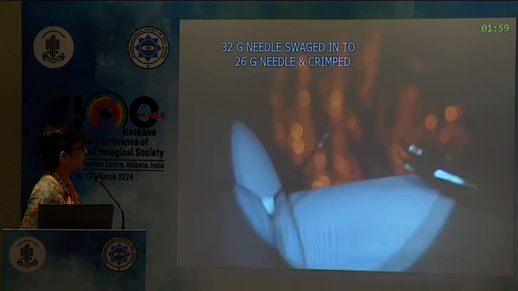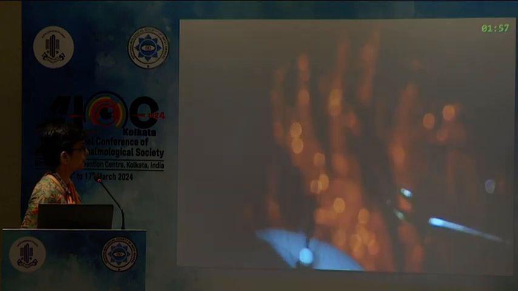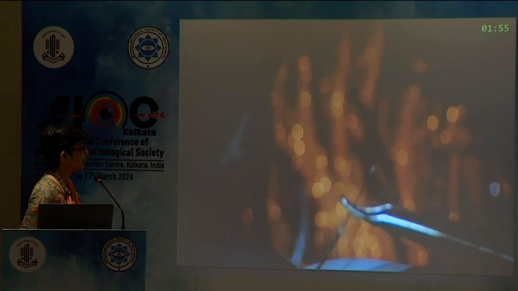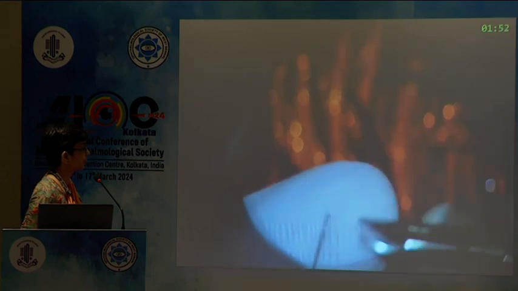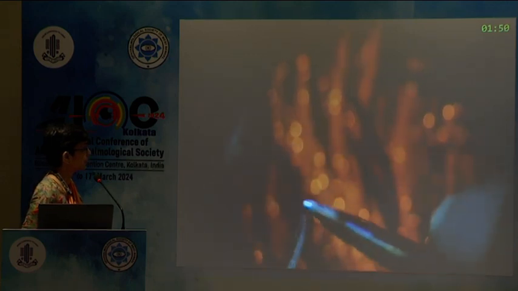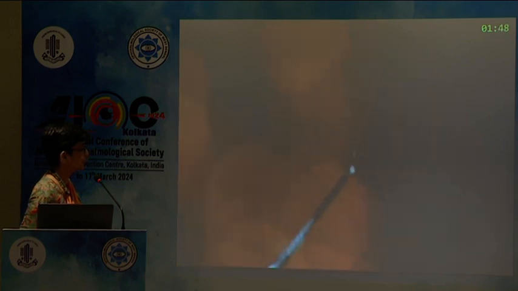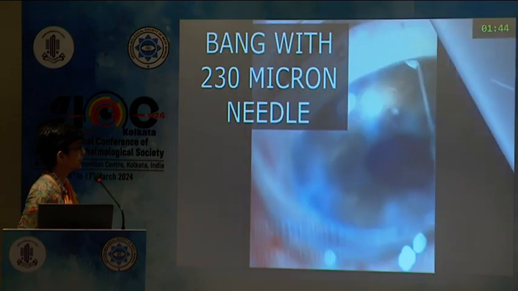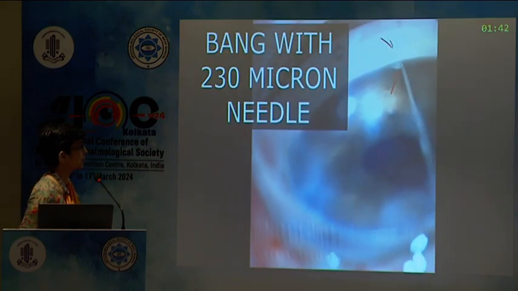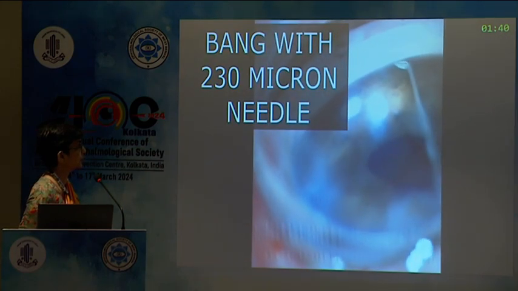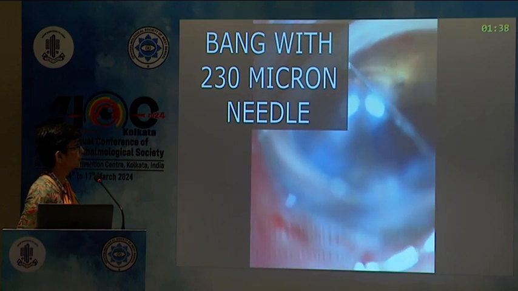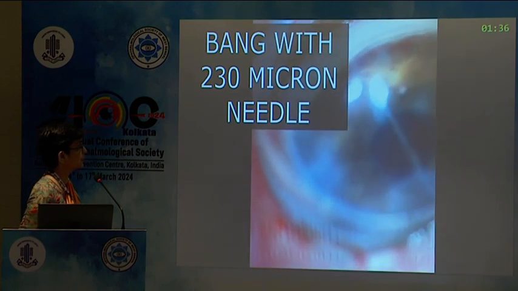A 32 gauge insulin needle is separated from its hub. It is then swaged into a 25 gauge needle, crimped, and the tip is bent towards the bevel. The patient and the microscope are positioned as described for GAT. The modified needle blade is introduced into the eye and the inner border of Schlemm's canal with the trabecular meshwork is removed for 5 clock hours.